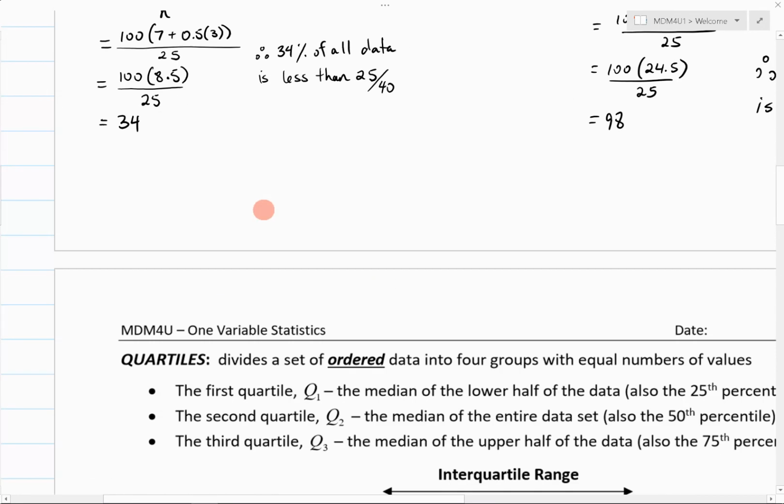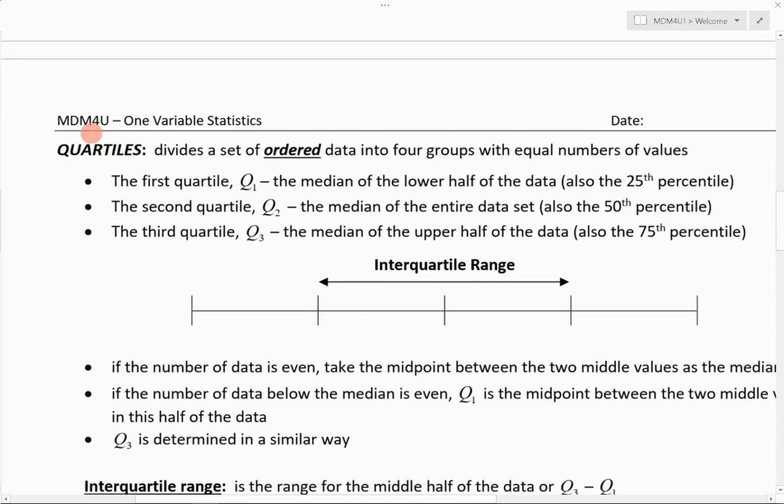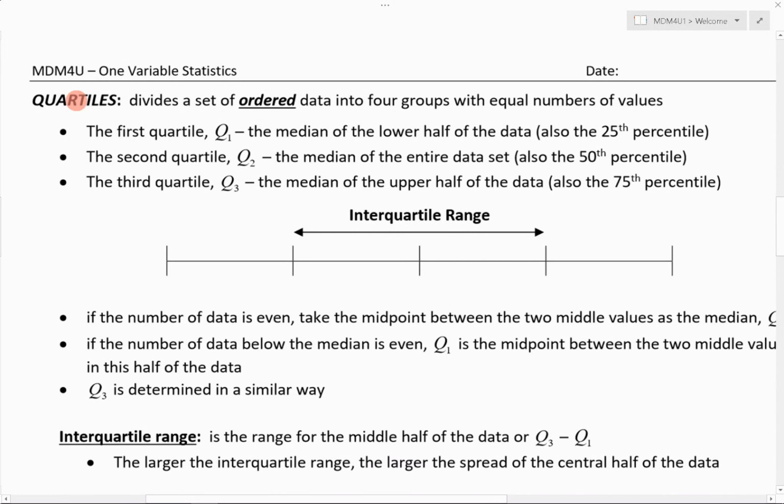Okay, so quartiles. Quartiles are just a special kind of percentile. Quartiles divide a set of ordered data into 4 groups with equal numbers of values, so it divides them into quarters. The first quartile is the median of the lower half of the data, also the 25th percentile. The second quartile is the 50th percentile, so that's the median of the entire data set. And the third quartile is the 75th percentile.